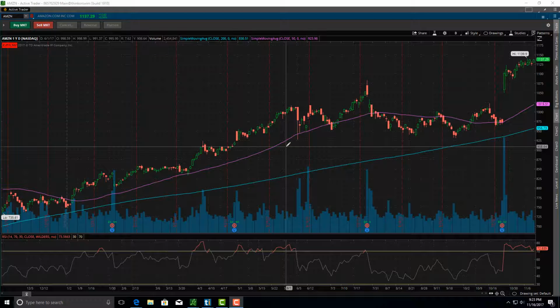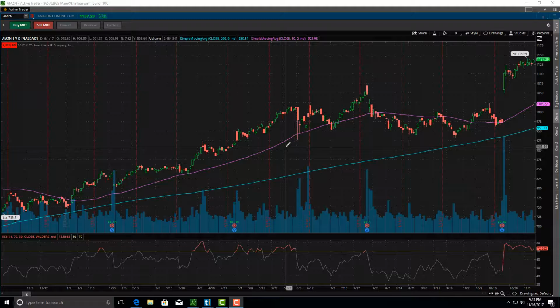So a 200 period moving average takes 200 days. It adds all of the closing prices for 200 days, 200 periods, adds them all together, divides by 200, and that's the plot of that current day. All indicators are delayed indicators, but moving averages are a really good indication of support and resistance. And I'll show you Amazon.